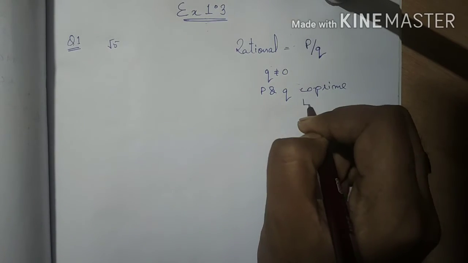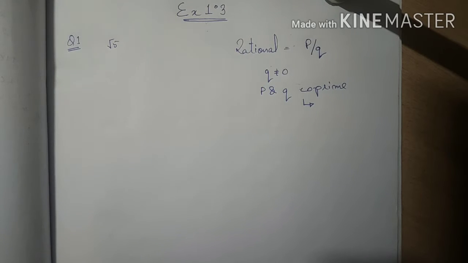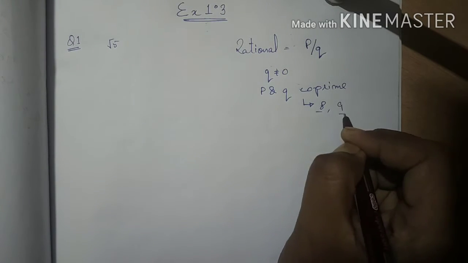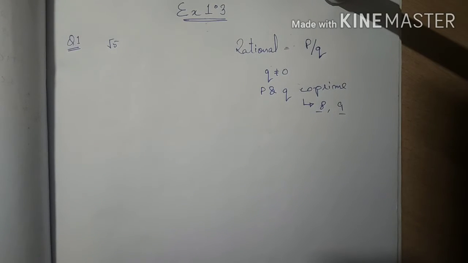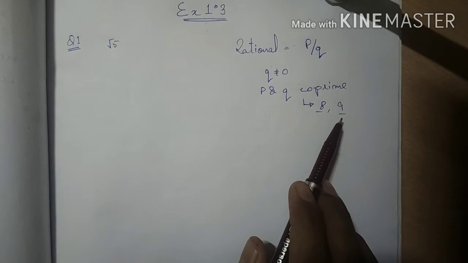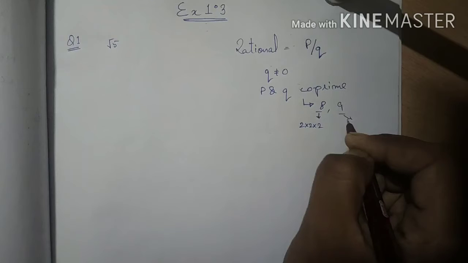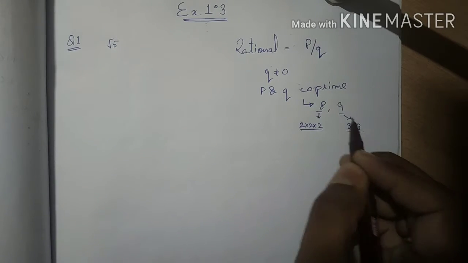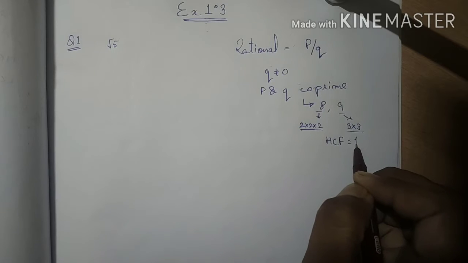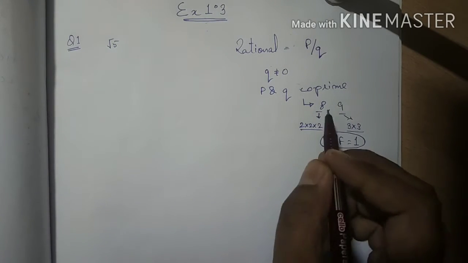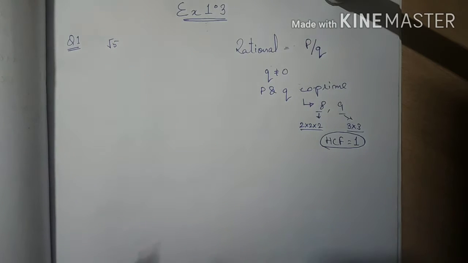Now what is coprime? Coprime are two or more numbers which have HCF 1, like 8 and 9. These two are not prime numbers, so coprime numbers are not necessarily prime numbers. Of course all the prime numbers are coprime, but coprime numbers are not necessarily prime. 8 and 9 are coprime numbers. Why? Because 8 is 2 into 2 into 2 and 9 is 3 into 3. So what is the HCF of 8 and 9? That is 1. When two or more numbers have HCF 1, that means they are coprime.